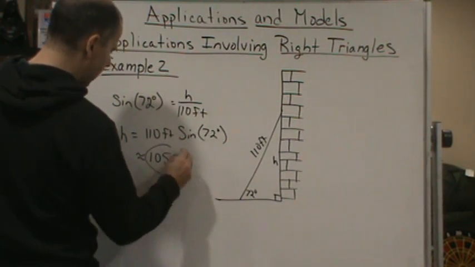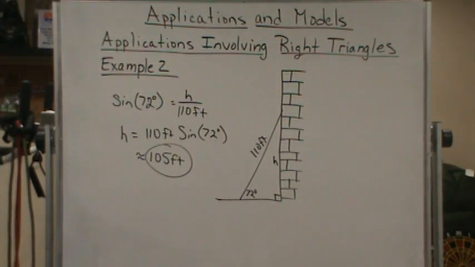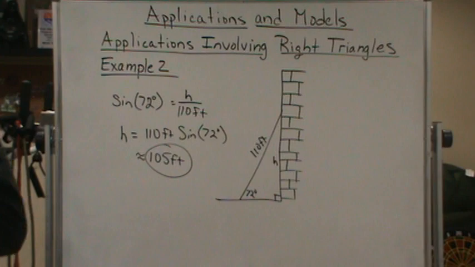So the maximum safe height, the maximum height that you can safely rest this ladder for a rescue, is 105 feet. Okay, that's it. Not bad.